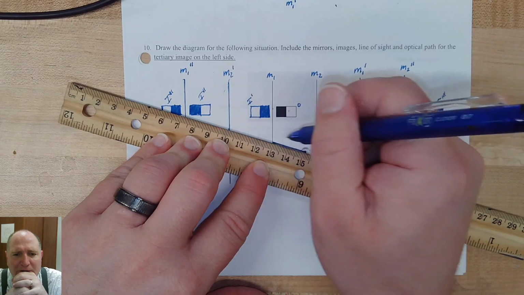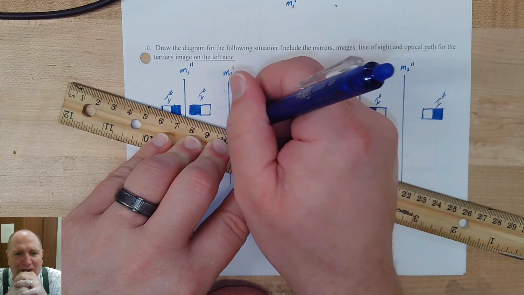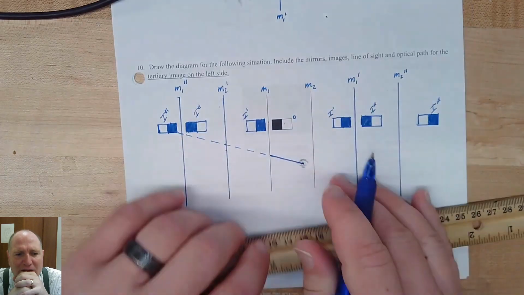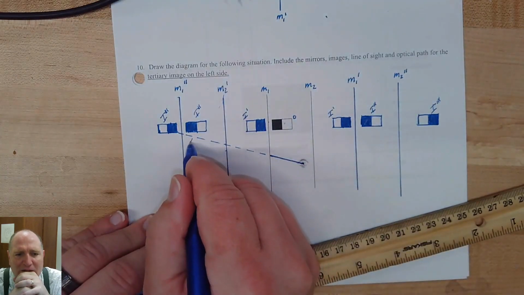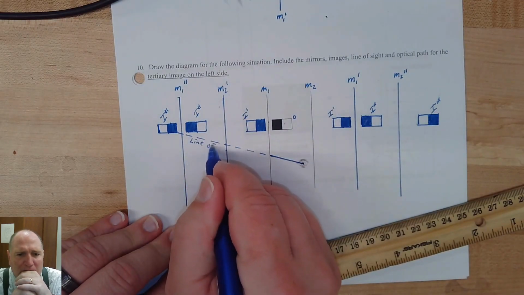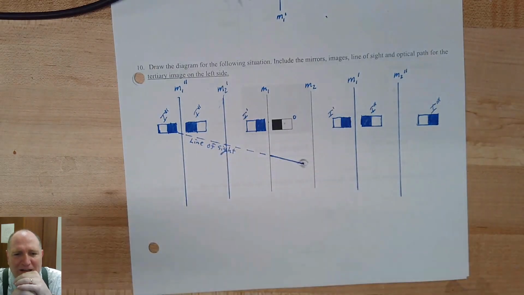Come down here, and we're only drawing a solid line up to the first mirror, and then we're going to do a dashed line after the first mirror. This again represents the line of sight, which is the line our brain thinks that light took when it was traveling. Our brain looks into a mirror and it says, oh, hey, look, there's stuff back there.